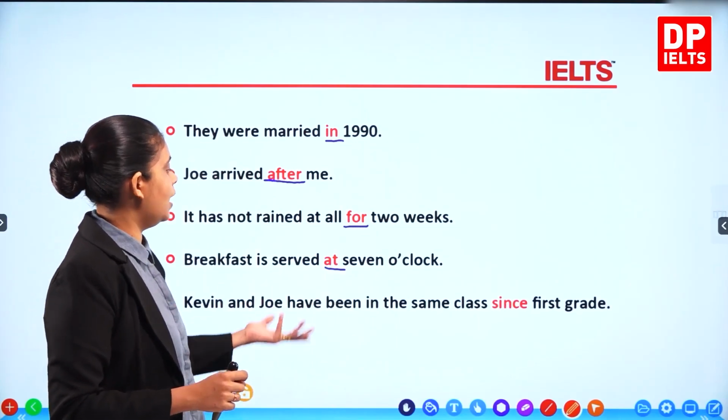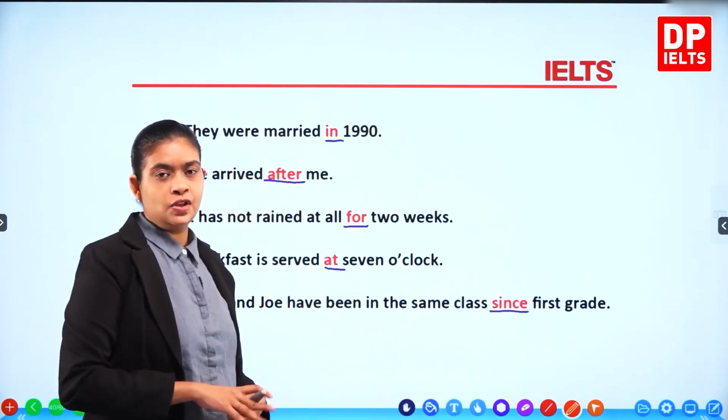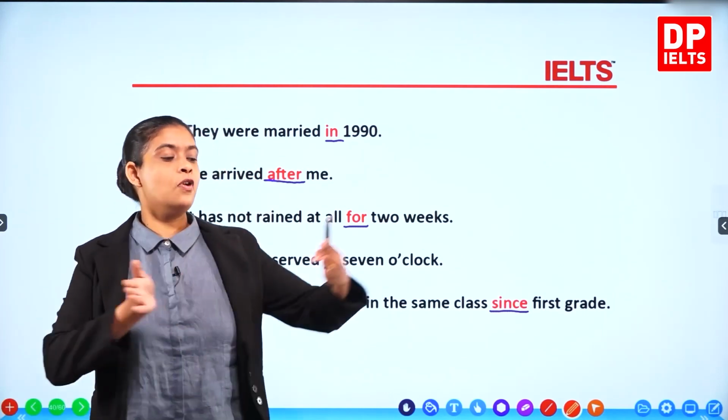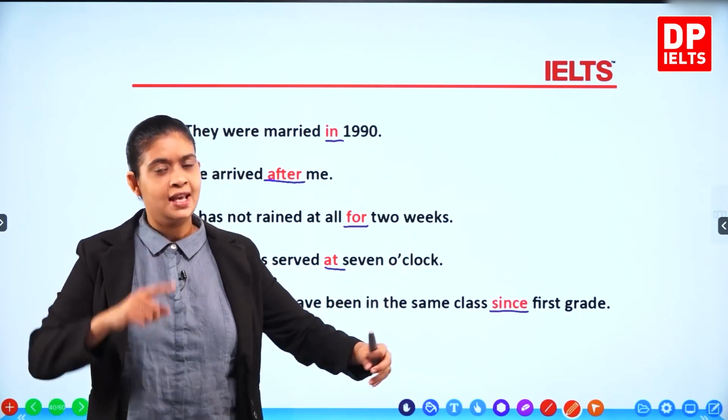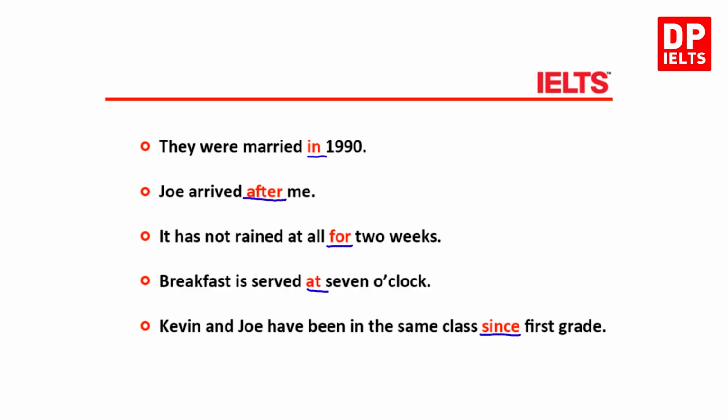Kevin and Joe have been in the same class since first grade. So since means you show the start of the time. For means the entire duration. Since is when it actually started, right? Right. இப்போ since என்பதும் உங்களுக்கு இது ஒரு புதிய preposition. Since first grade என்றால் முதலாம் வகுப்பில் இருந்து. Okay? So அந்த வகுப்பில் இருந்து என்றதுக்கு we use since. முதலாம் வகுப்பில் இருந்து கெவின் மற்றும் ஜோ நண்பர்களாக உள்ளனர்.